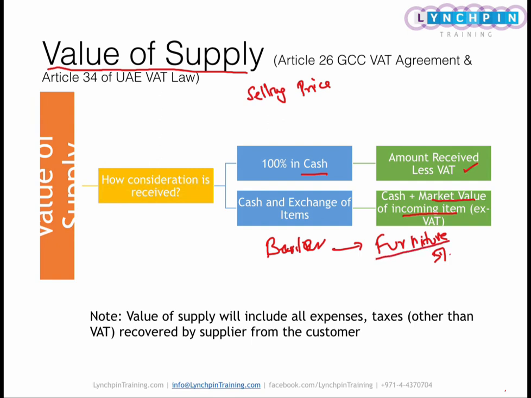Value of supply includes all expenses and taxes which are recovered by the supplier from the client. Here explicitly the economic department has issued a clarification that there is no VAT on municipality fee. This is applicable if you have a hotel business or a restaurant business. You will definitely be charging your client the municipality fee, but you will not be charging VAT on all such items.